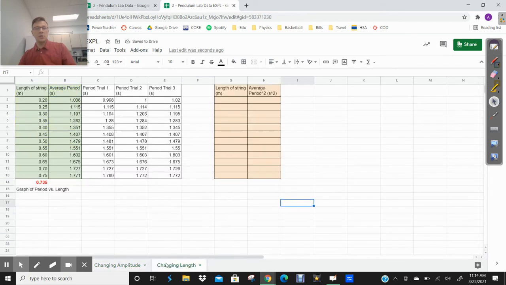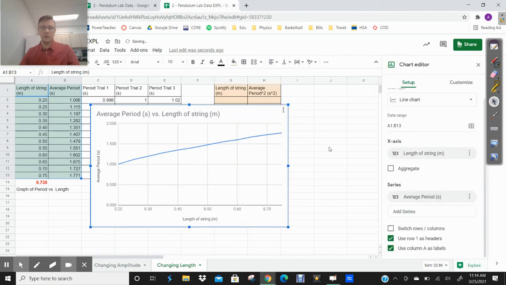And then the last one is changing length. This one is a little bit different. It's not going to be a flat line. So you're going to highlight length of string. I have a lot more data in mine. I did every 5 centimeters, and I think I had you guys do every 10 centimeters in your lab. So that's why mine looks a little bit different, but it is relatively the same.